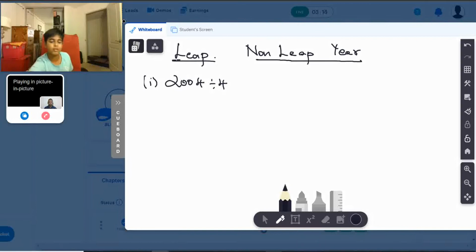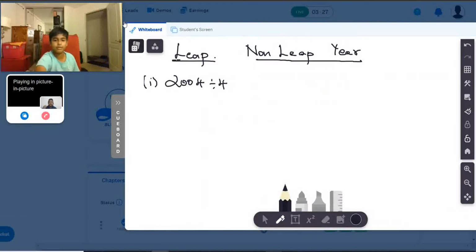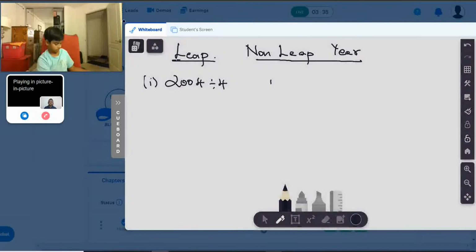So 2004 divided by 4. Okay, so if a number is divisible by 4, it's a leap year. Am I right? That's what you're telling. Okay, so that is condition 1 for a leap year.